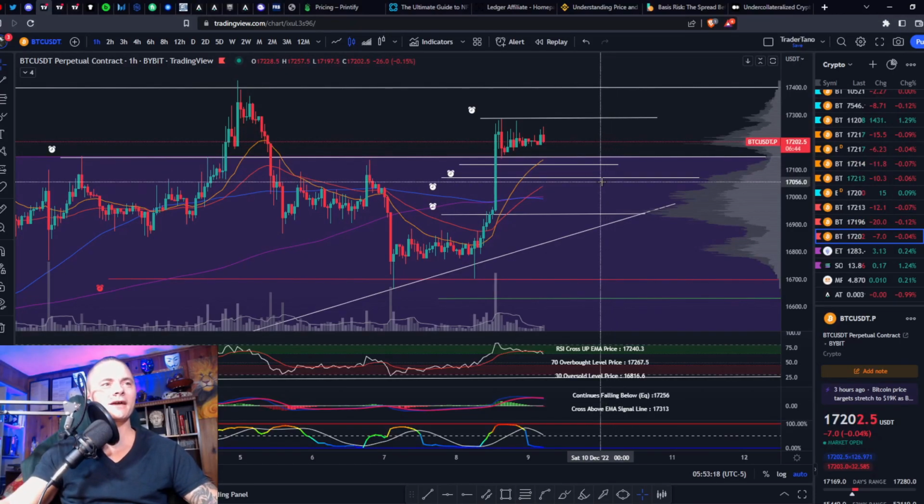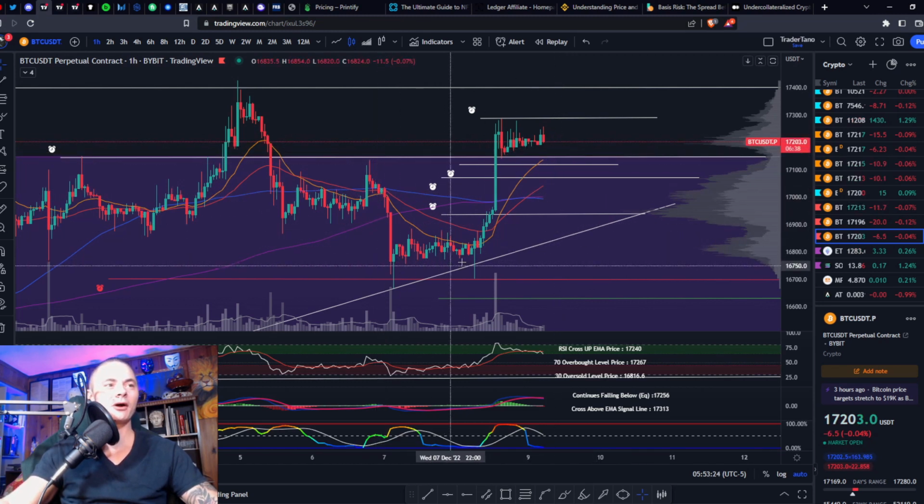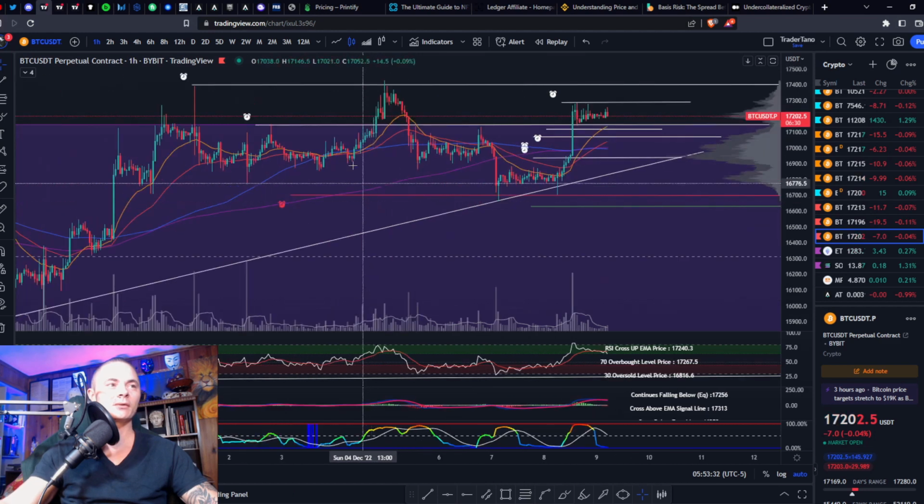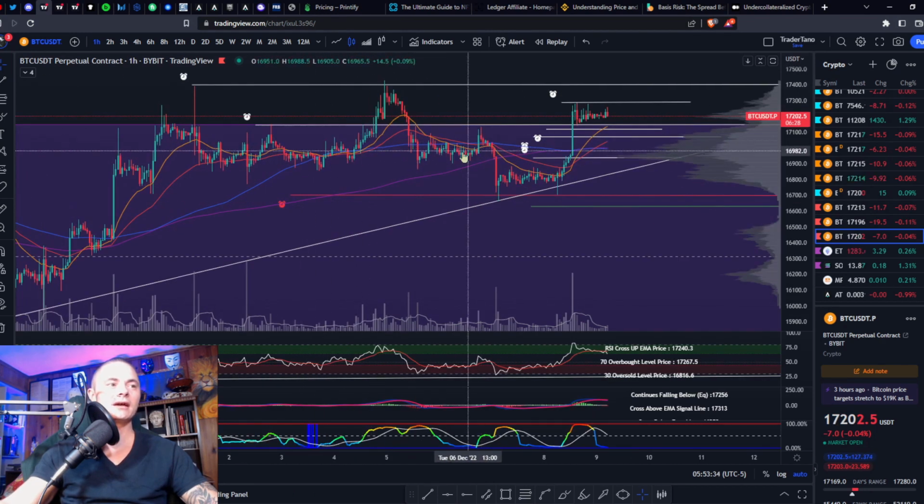Alright, so here we have Bitcoin on the 1 hour. As you see, we finished that bar that we were talking about. We had this move right on the dot. People were talking about this head and shoulders. Tried to tell everybody the volume profile wasn't right, and look what happened.